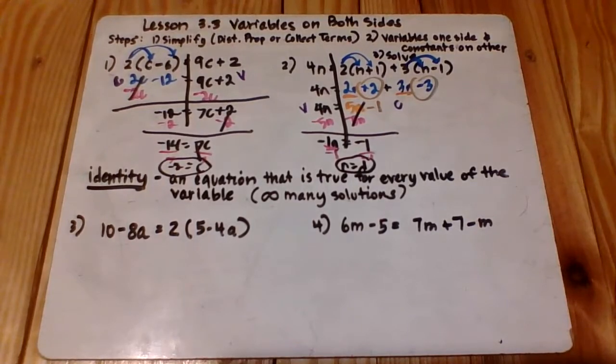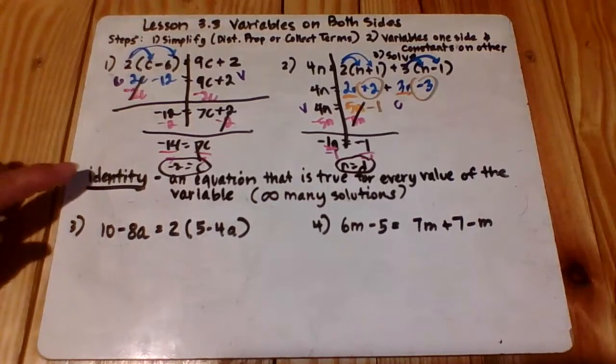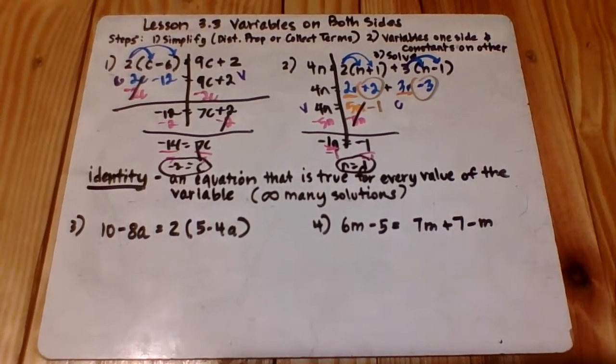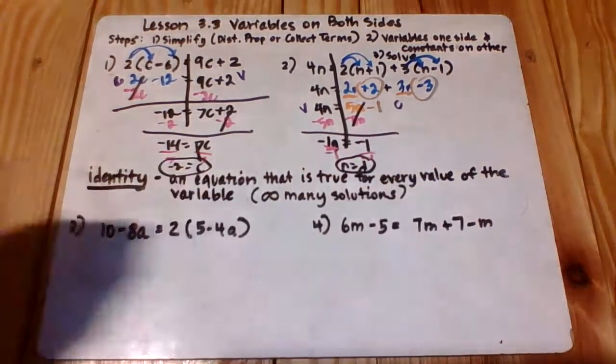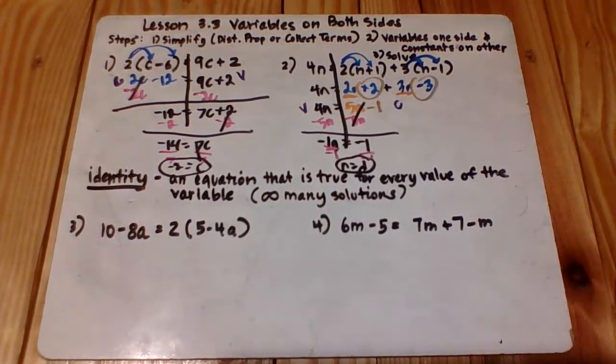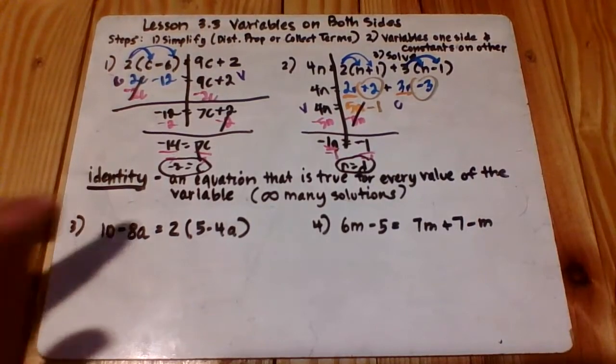So now I'm going to introduce a new word to you that you have probably not heard, and that word is identity. Identity is an equation that is true for every value of the variable. Sometimes they'll say the solution is all real numbers, meaning everything that you put in there works. You put 2 in, it works. You put in negative 622, it works. You put in 3/4, it works.